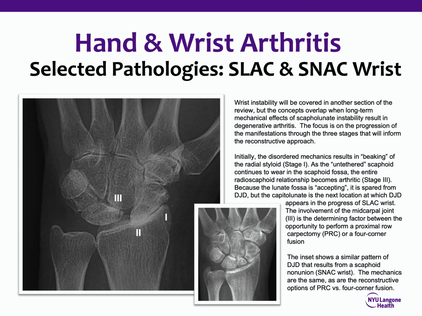The first manifestation is usually a, quote, beaking, if you will, of the radial styloid. Then, as time progresses, you have a little bit more overall involvement of the scaphoid fossa of the radius. So here's a time where they do like to say stage 1, stage 2. And then the key is the next place that arthrosis manifests in the wrist after long-time scapholunate instability or scaphoid non-union is at the mid-carpal joint.